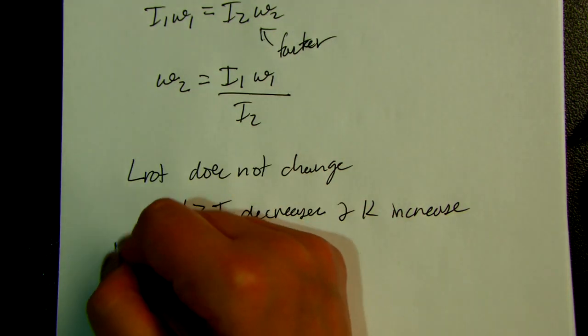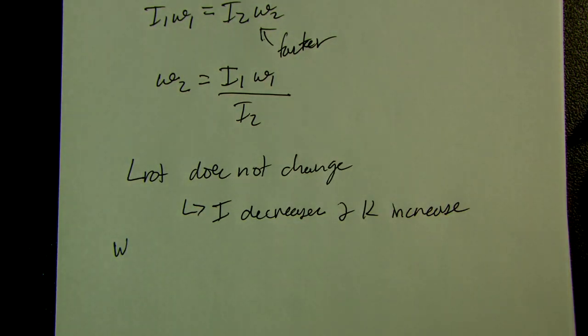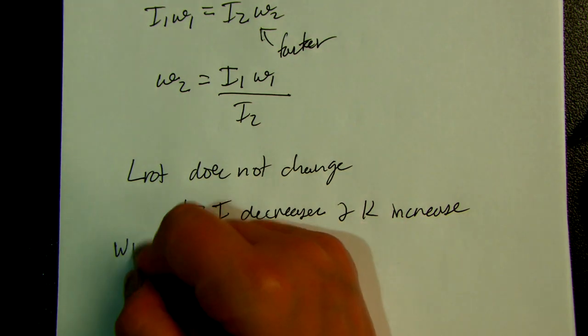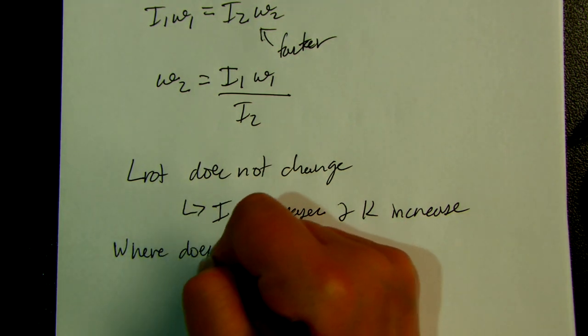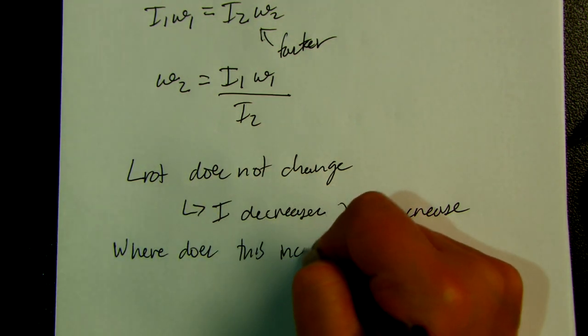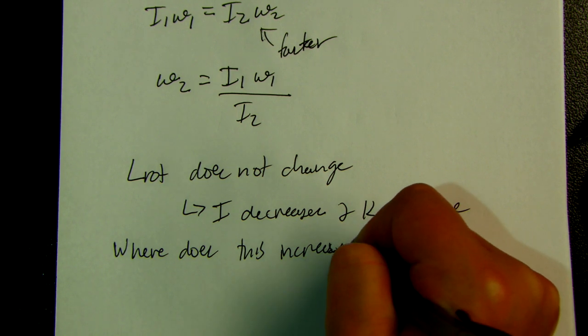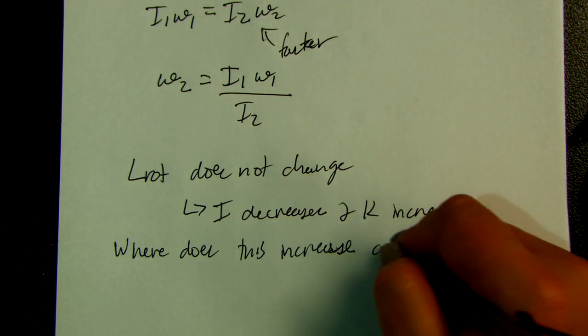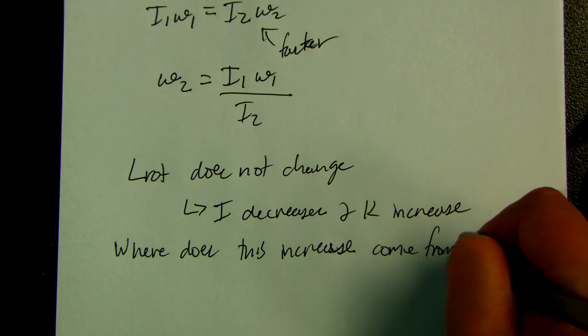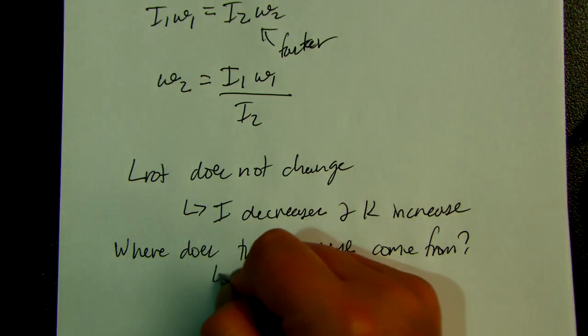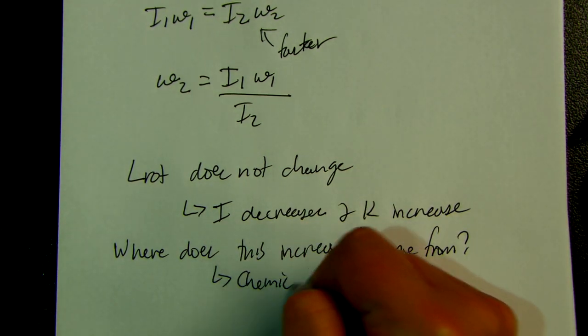And you might ask, well, energy conservation, where does this increase come from? And that would be chemical energy from the skater.